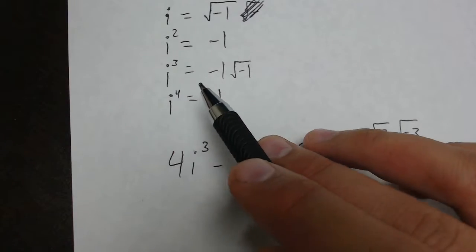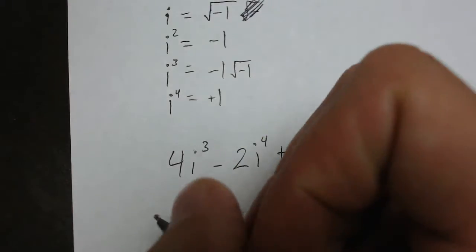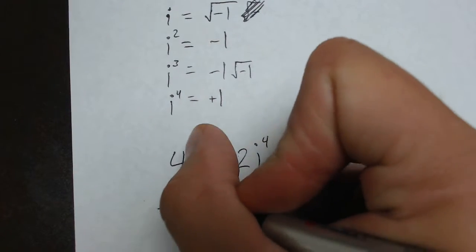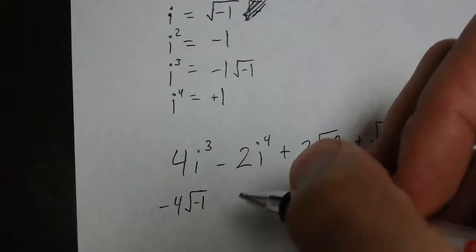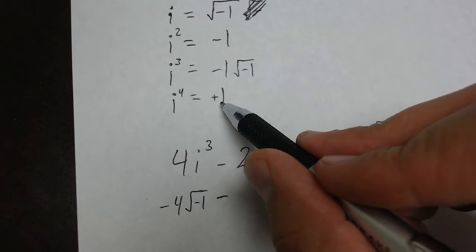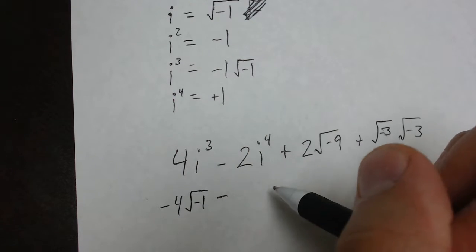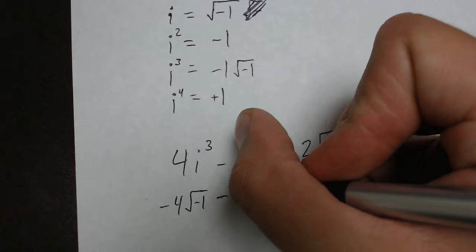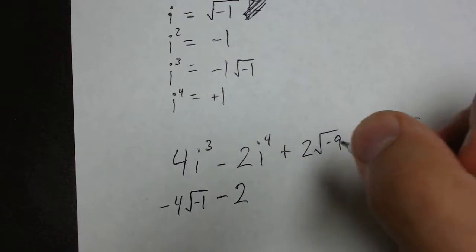Remember, i cubed comes out to -1 times the square root of -1. So i cubed times 4 would give us -4 times the square root of -1. Here we have minus 2i to the power of 4. i to the power of 4 gives us positive 1. So we'll go ahead and write that as just -2 because 2 times 1 is just 2. So we have -2. That one doesn't really change.